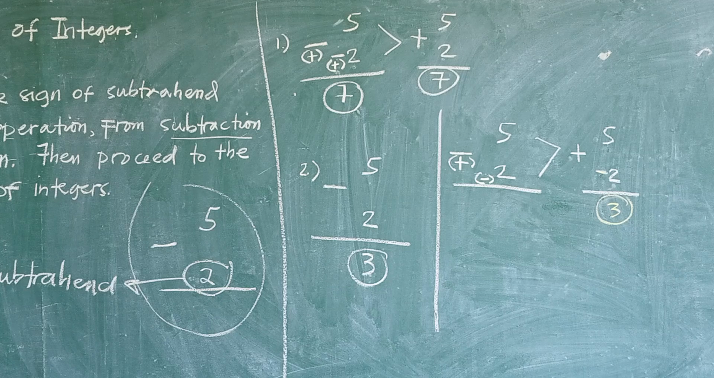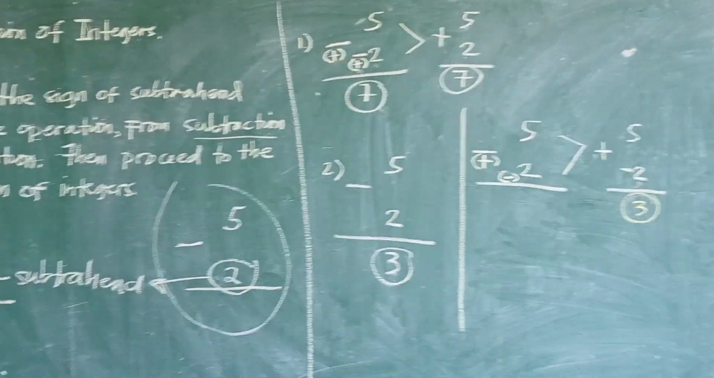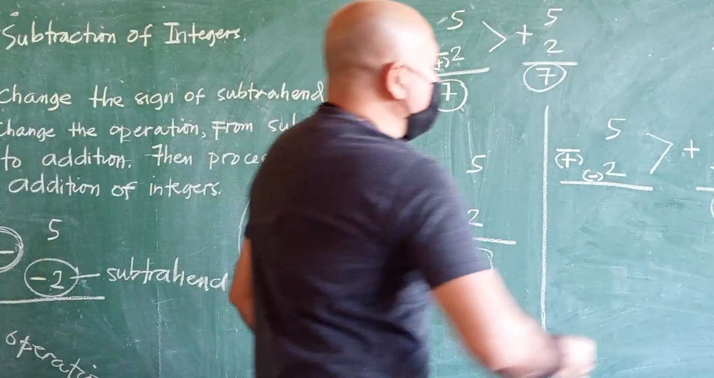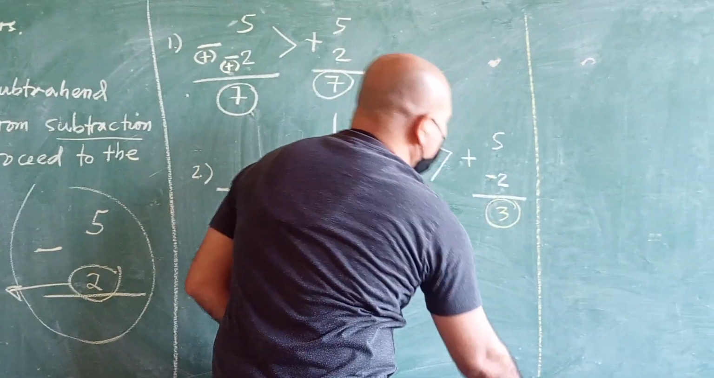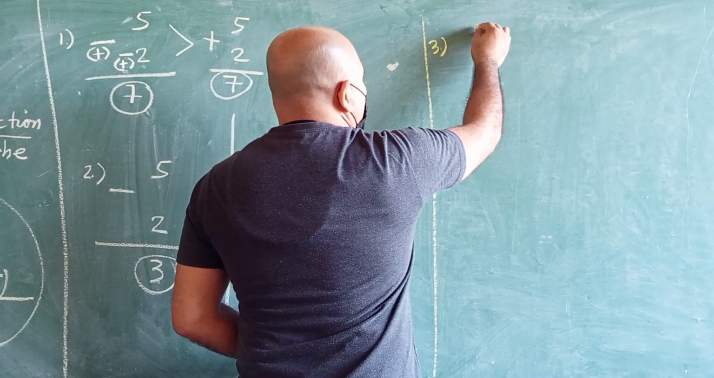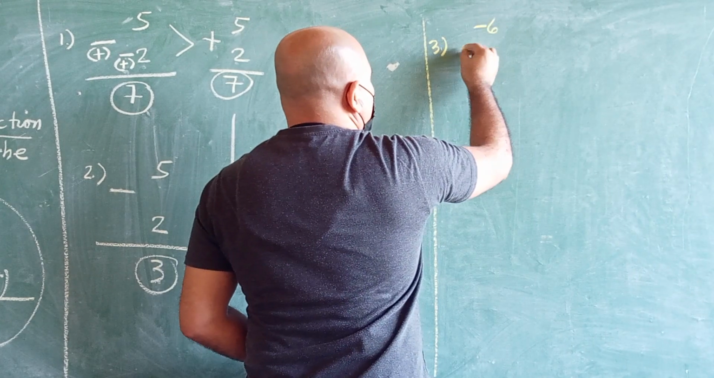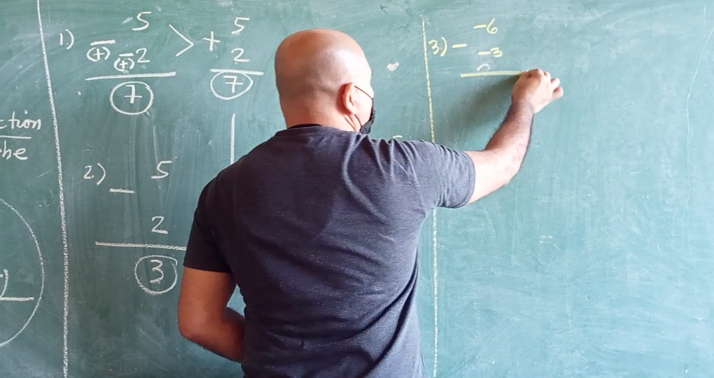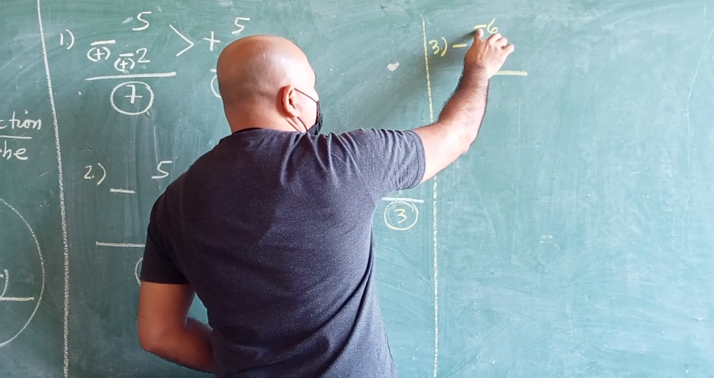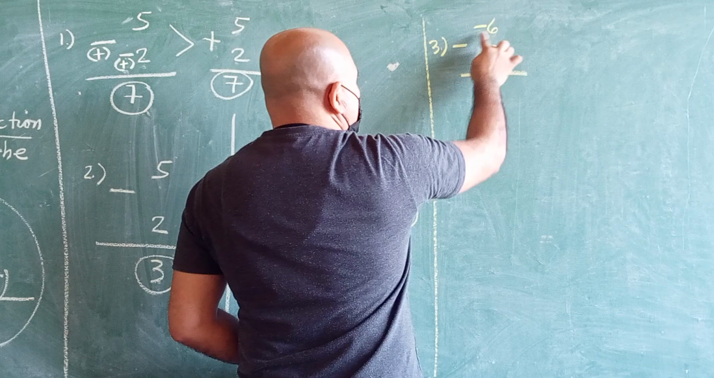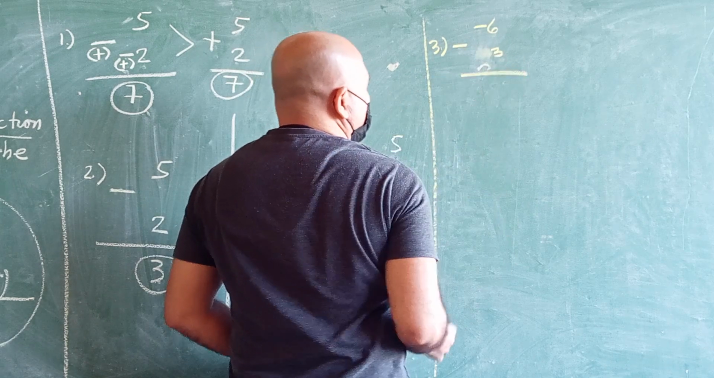Take note again, class, that the rules here are strictly applied when we subtract two integers. Okay, another one. Supposedly we have the third example. Shall we say negative 6 minus positive 3, for example.